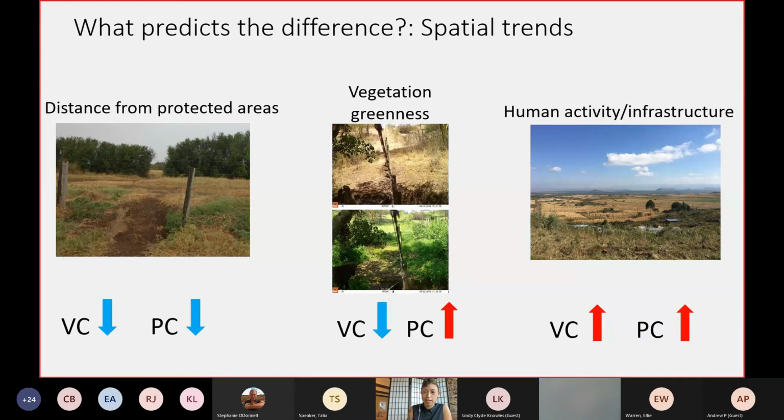But vegetation greenness had opposite effects on perceived and verified conflict. So NDVI was positively correlated with perceived conflict and negatively with verified conflict. This could be due to overinflation of perceived conflict in and near highly vegetated regions that carnivores could be more likely to use as habitat.